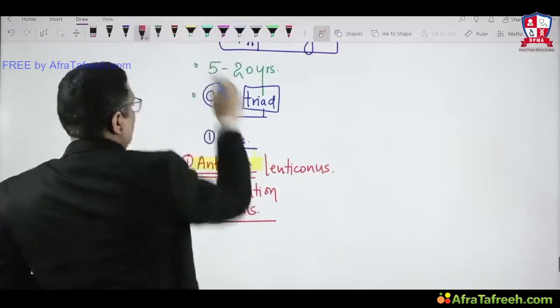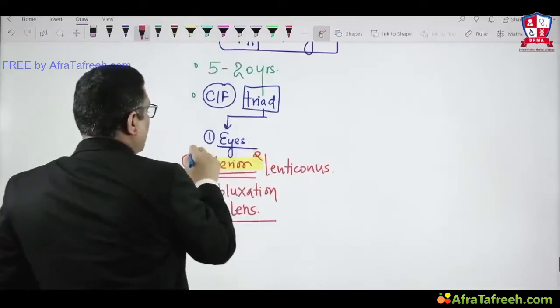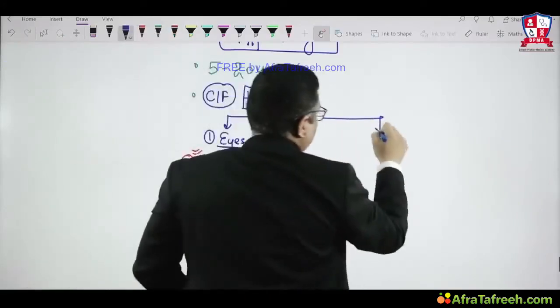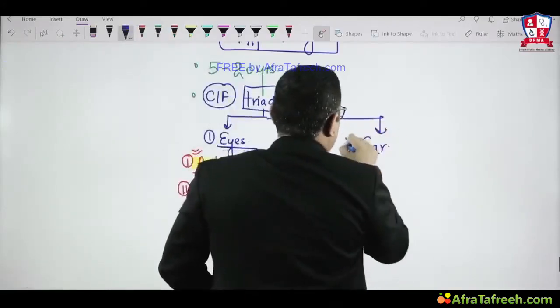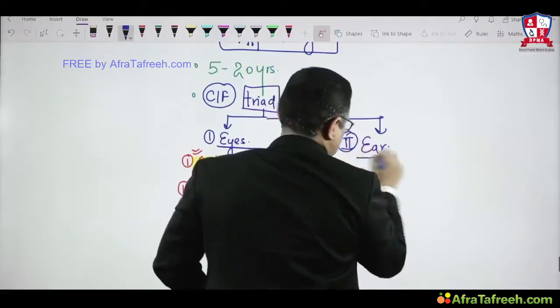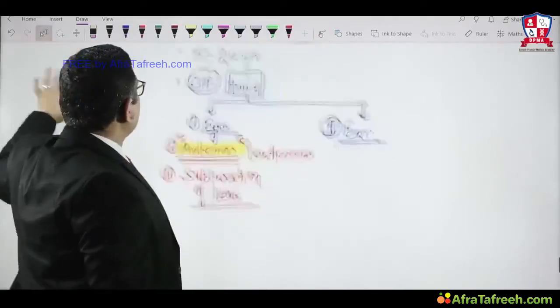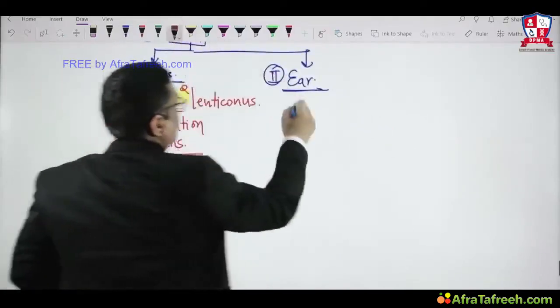Right? This was the question in All India exam 2015. Anterior lenticonus will be present, right? Coming to the second thing, that is the ear. What is the problem in ear? They will be having deafness. What deafness? Sensory neural deafness. So ears will be having sensory neural deafness.